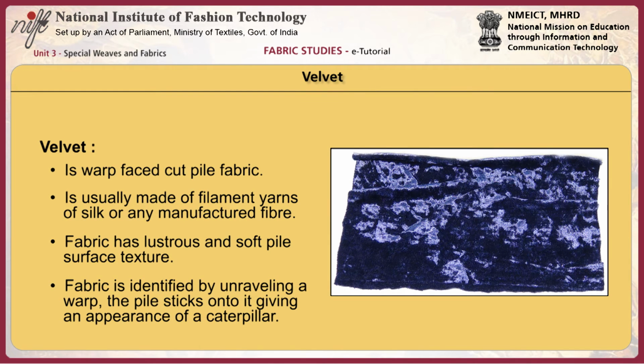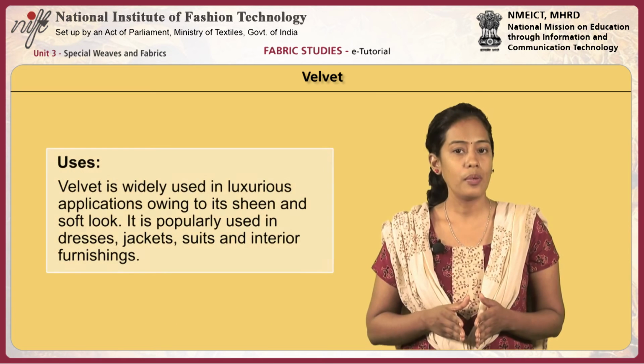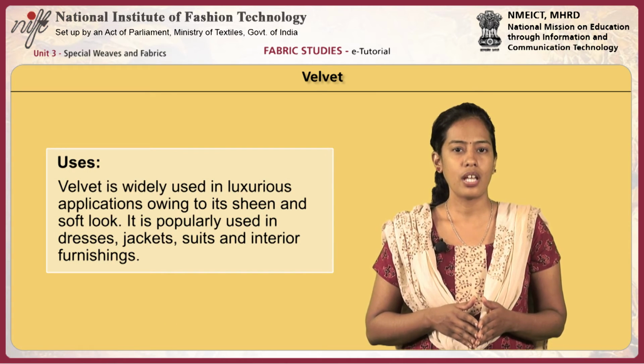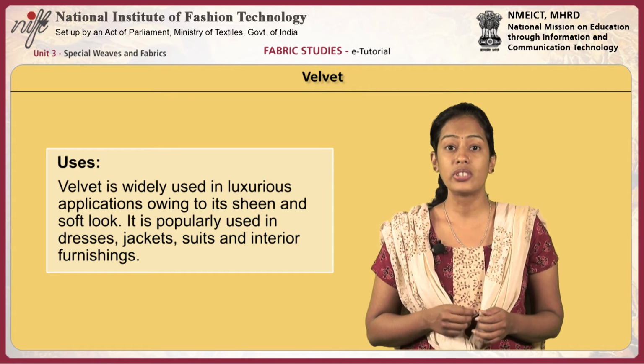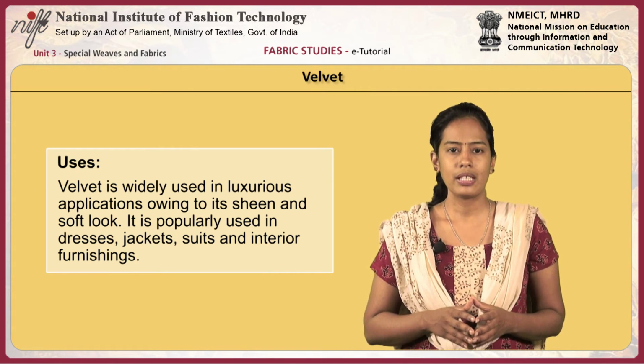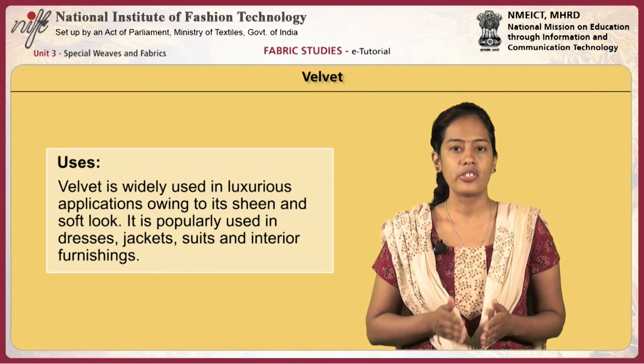Velvet is a warp face cut pile fabric, usually made of filament yarns of silk or any manufactured fiber. It has a lustre and soft pile surface texture. Velvet is identified by unraveling a warp. The pile sticks onto it and gives it the appearance of a caterpillar. Velvet is widely used in luxurious applications owing to its sheen and soft look. It is popularly used in dresses, jackets, suits and interior furnishings.